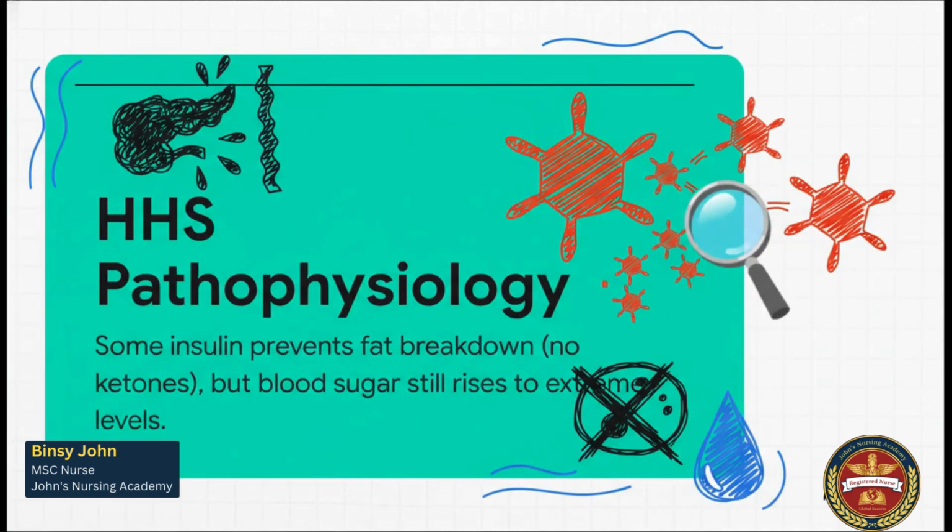Now let's switch gears to HHS. This is where it gets really interesting. See, in type 2 diabetes, the body is still making a little bit of insulin. It's not nearly enough to keep blood sugar in check, but it's just enough to stop the body from freaking out and burning fat. So no fat burning means no ketones, and no ketones means no acidosis. But here's the catch. That blood sugar just keeps climbing and climbing and climbing. The blood literally turns into this thick, sugary syrup, and the kidneys go into overdrive trying to flush it all out, which leads to massive, life-threatening dehydration.